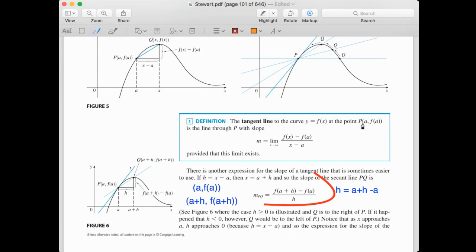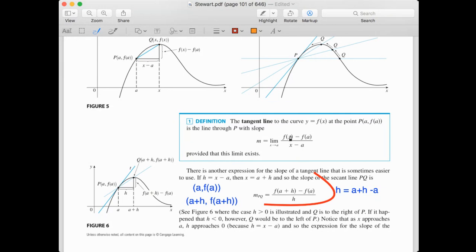At the point P, (a, f of a), is the line through P with the slope m equals the limit as x approaches a of f of x minus f of a, divided by x minus a. Exactly the same as slope, all right? Provided that this limit exists.